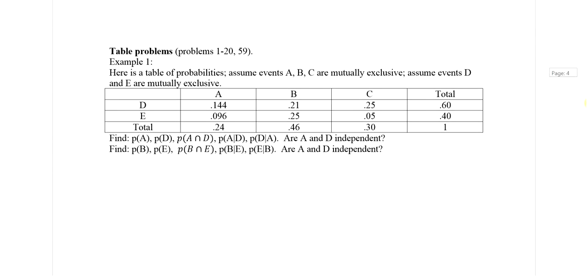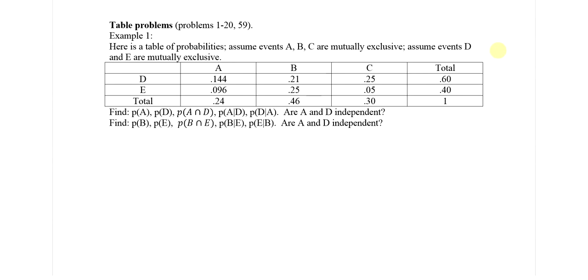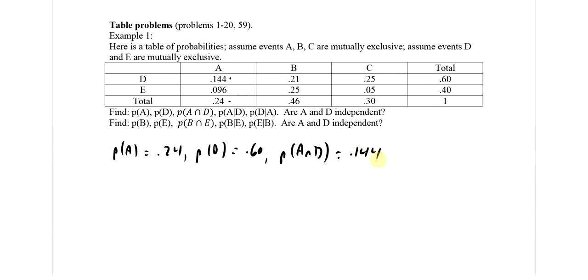Okay, so some table examples. Problems 1 through 20 are very much like this. You have a table, you have three events A, B, and C. We're assuming that they're mutually exclusive, which means if A happens, then neither B nor C happens. And likewise for D and E. Okay, so what's the probability of A given a table like this? How do you read a table like this? Well, the probability of A is the total in the A column, so 0.24. What's the probability of D? Well, you look along the row for D, it's 0.60. And the probability of A intersection D is 0.144. And so that's how you find those things.